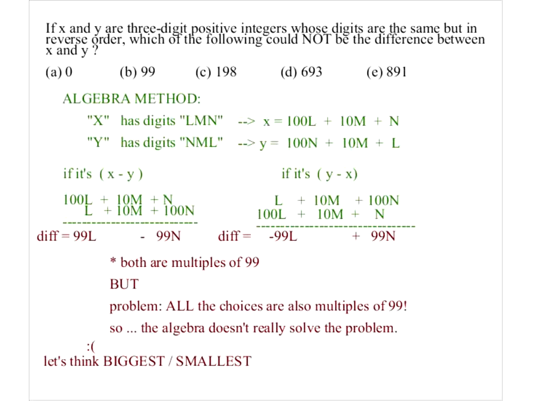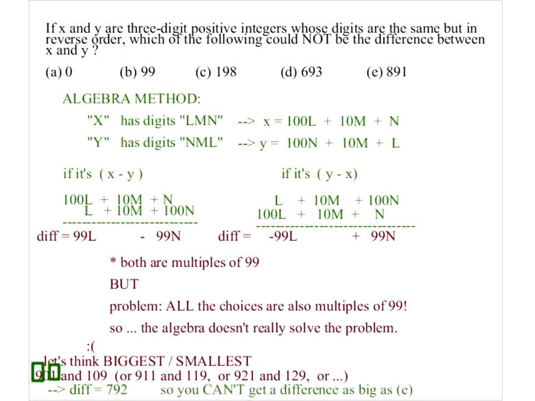Or 911 and 119. Or 921 and 129. Or etc. But that's the way you're going to make this difference as big as you can make it, is to put a 9 and a 1 there. In these cases, the difference is 792. So you can't get a difference as big as E, which is not going to work.